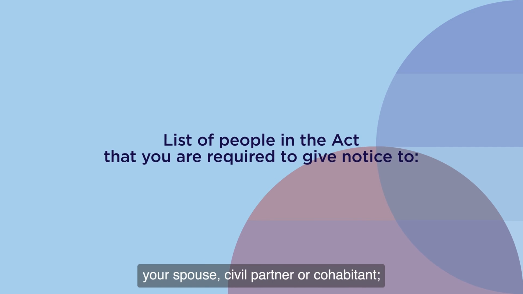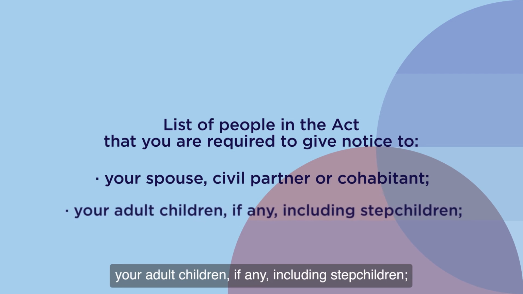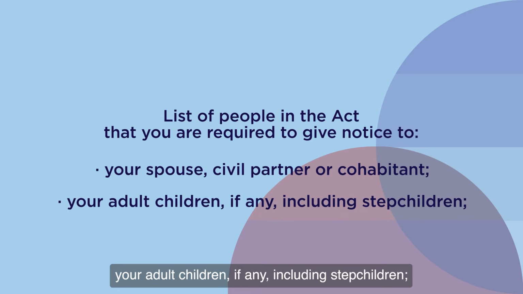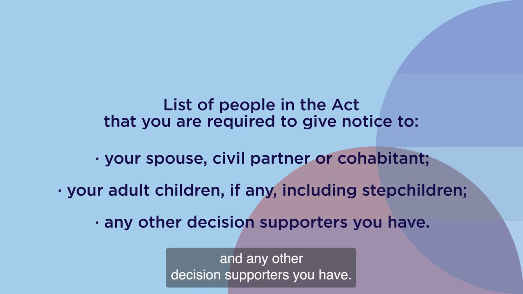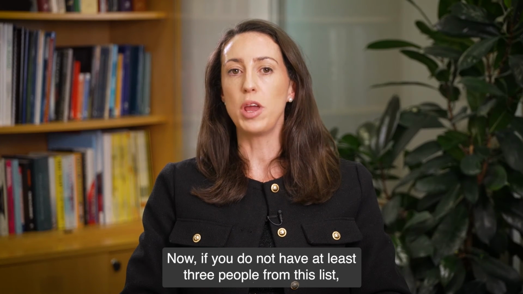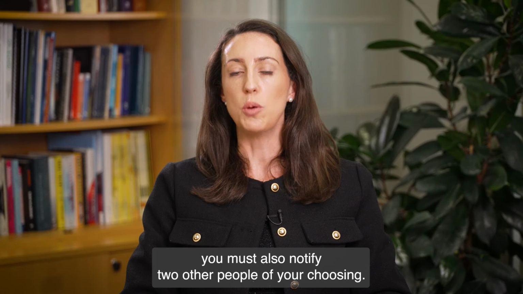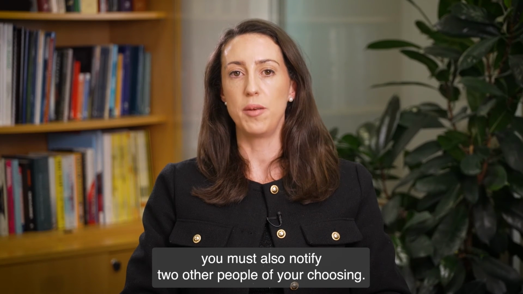These people are your spouse, civil partner, or cohabitant, your adult children, if any, including stepchildren, and any other decision supporters you have. Now, if you do not have at least 3 people from this list, you must also notify 2 other people of your choosing.